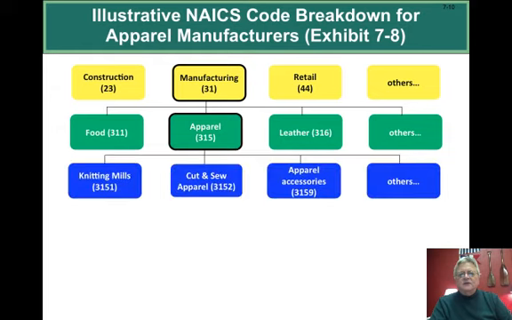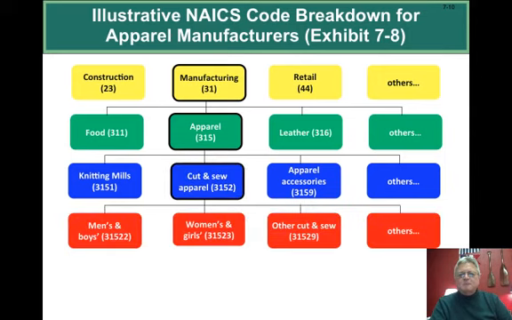Within the apparel industry, the cut and sew apparel sector of the apparel manufacturing industry, now we're using a four-digit NAICS code number, 3152. And with even more detail, women's and girls' apparel within the cut and sew manufacturing industry is assigned 31523.